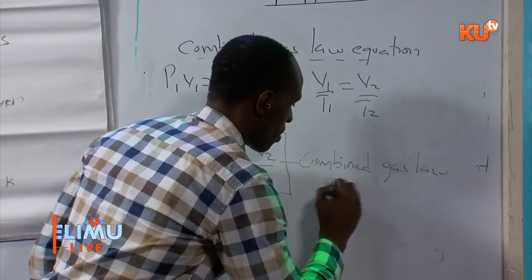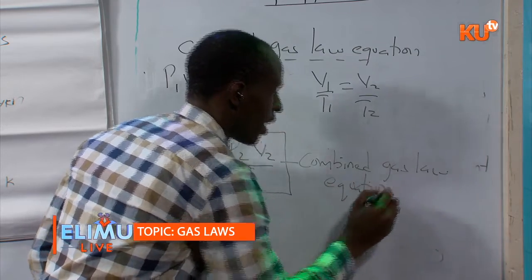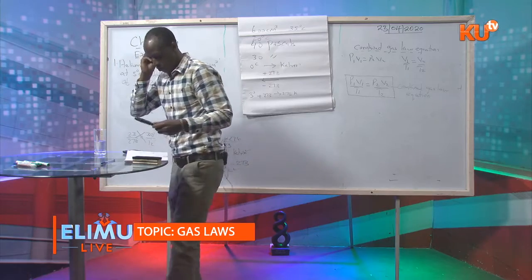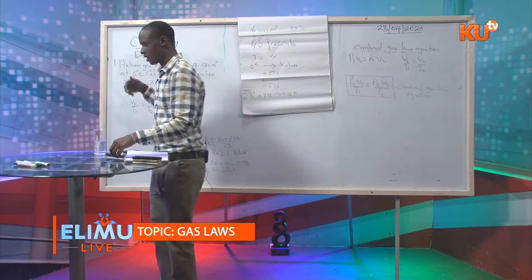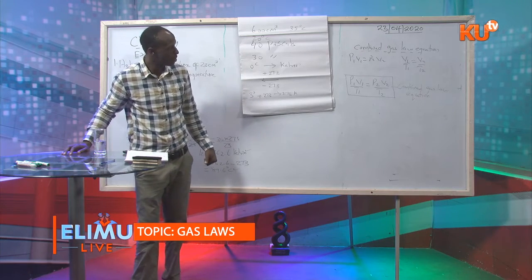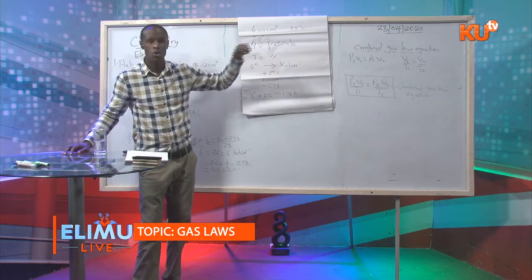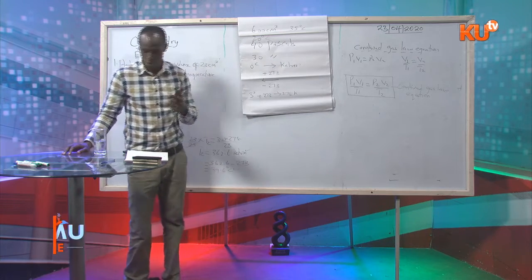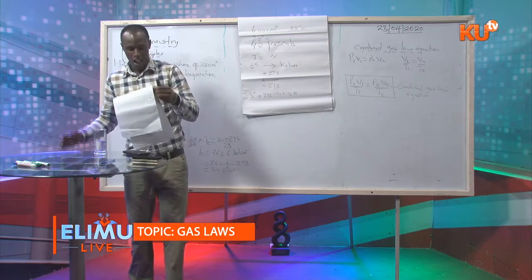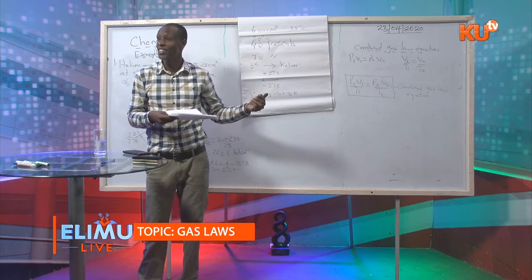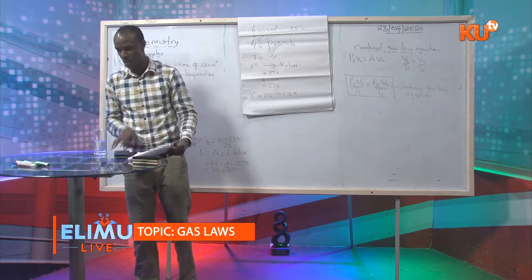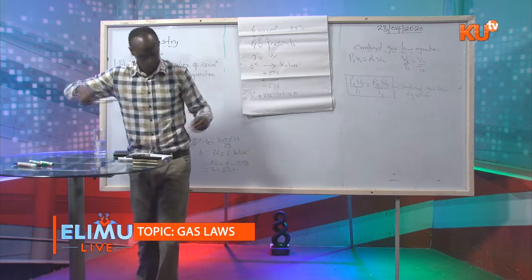And actually it is one of the most important equations when we talk of gas laws, our topic today. So P1 V1 over T1 equals P2 V2 over T2. Here there's nothing to state. We just apply the formula, and I'll do examples which involve those formulas.